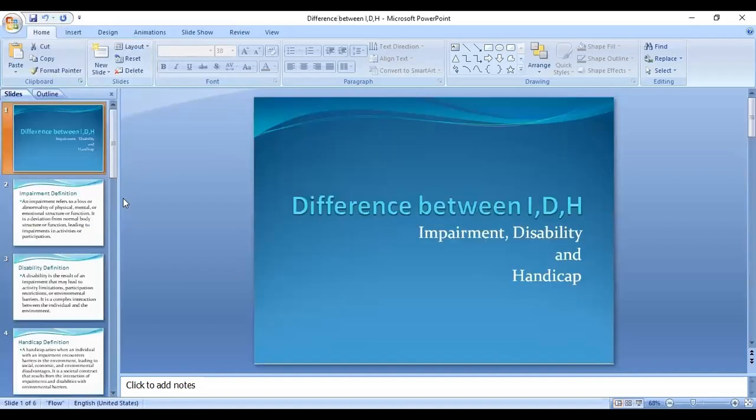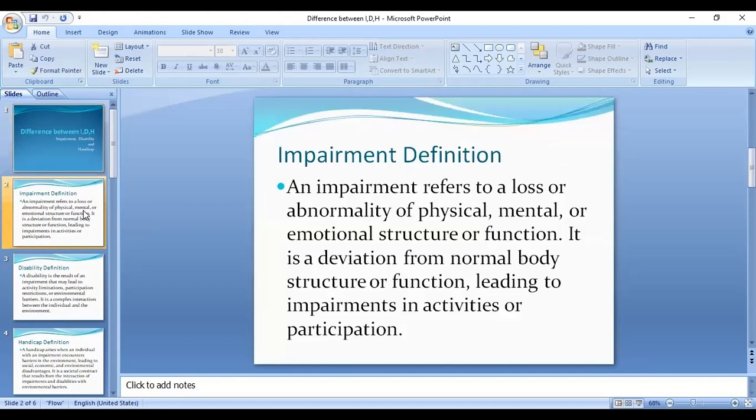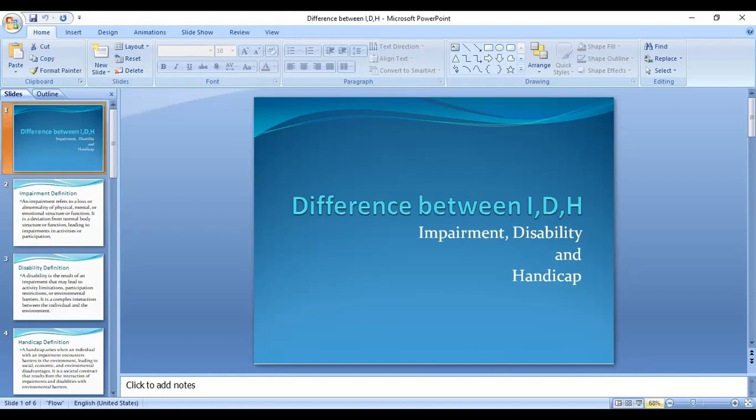Now we have another PPT regarding the difference between impairment, disability and handicap. Those terms are very important. Impairment, disability and handicap. As I scroll down, just tell me whether you are able to see it or not. Is the slide changing or not? Can you see this slide? Difference between IDH. Okay. Next one, impairment definition. These are the definitions, ma'am.